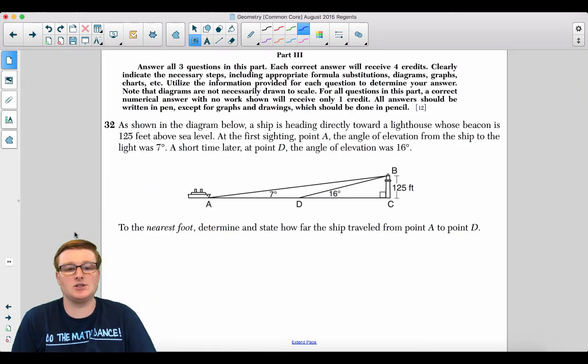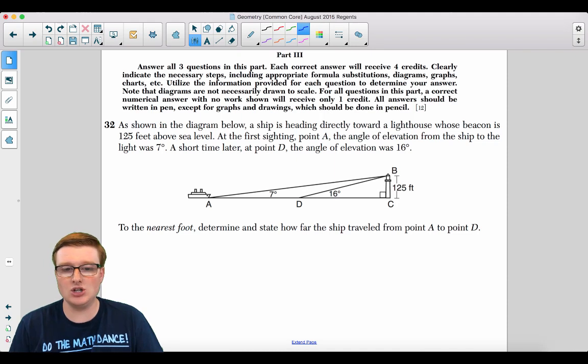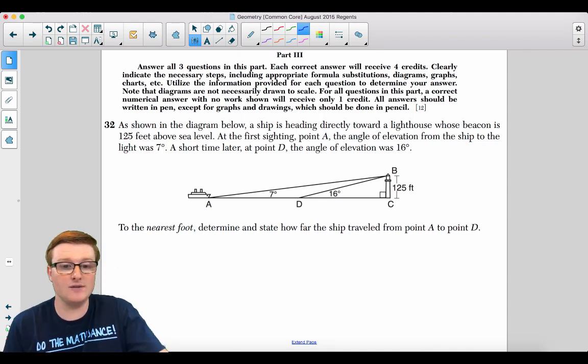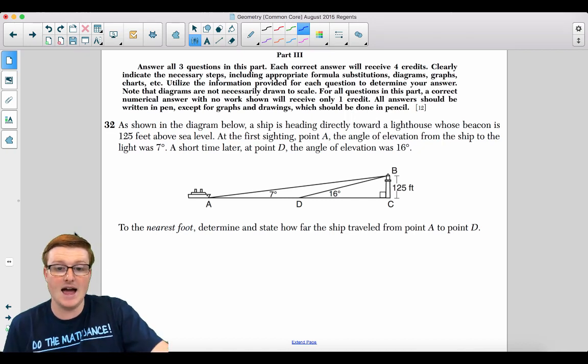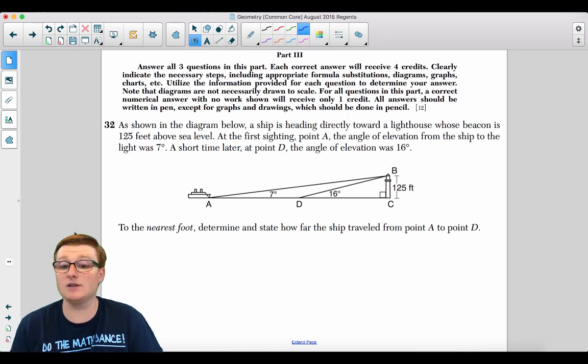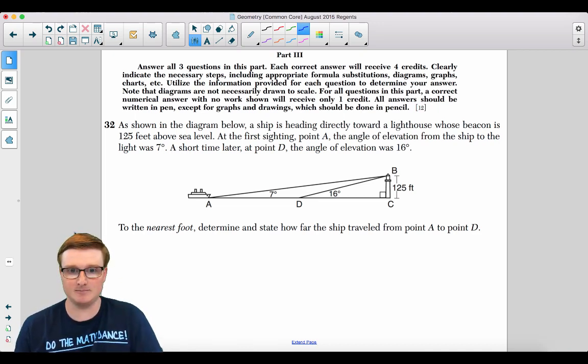Number 32 says, as shown in the diagram below, a ship is heading directly towards a lighthouse, whose beacon is 125 feet above sea level. At the first sighting, point A, the angle of elevation from the ship to the light was 7 degrees. A short time later, at point D, the angle of elevation was 16 degrees. To the nearest foot, determine and state how far the ship traveled from point A to point D.